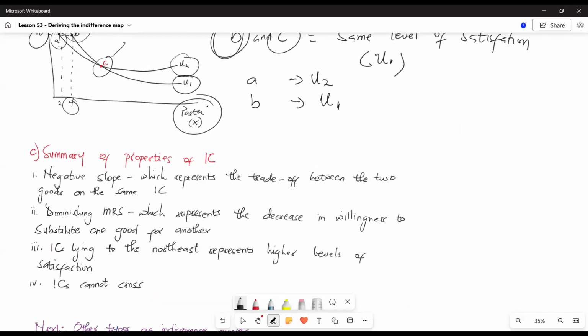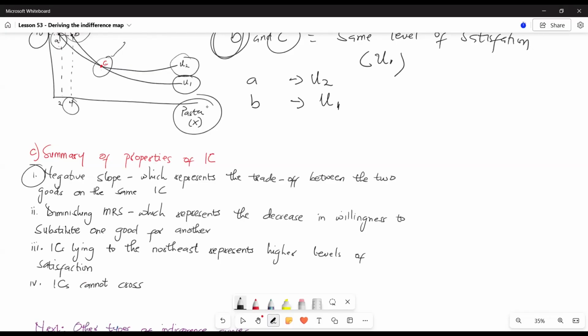So to summarize the properties of indifference curves that we have seen so far, the first thing we talked about is that they have a negative slope. Negative slope simply means that there's a negative relationship, or a trade-off, between the two goods. So for instance, to get more of a good and still be on the same indifference curve, you have to get less of the other good. Or in the reverse case, to get less of a good and still be on the same indifference curve, you have to get more of the other good.